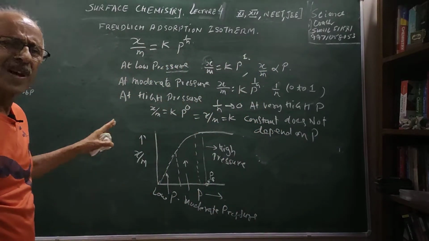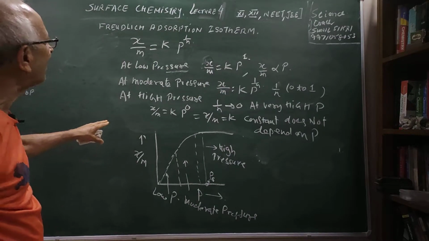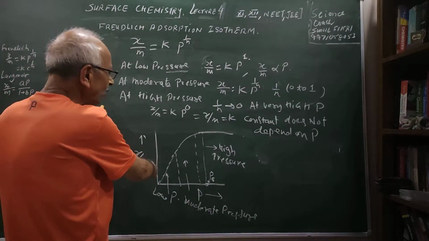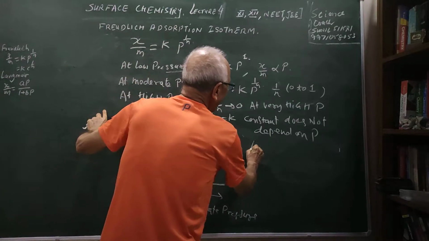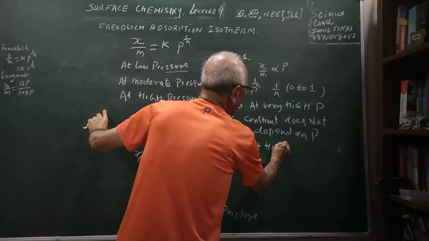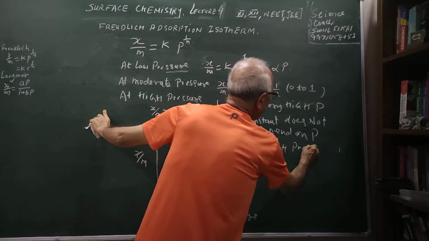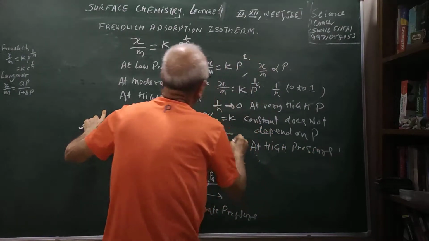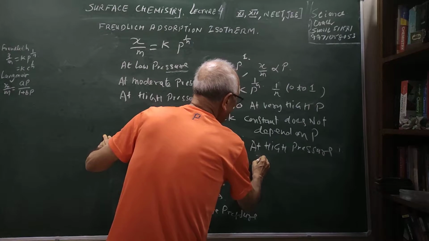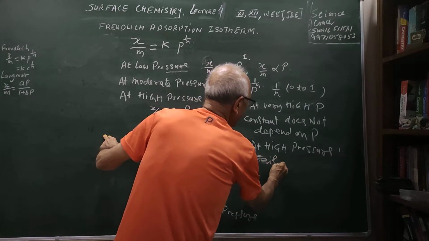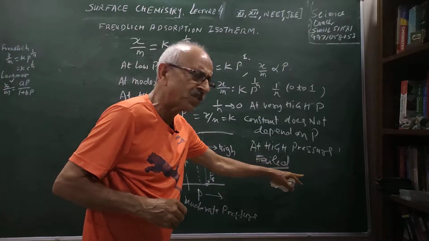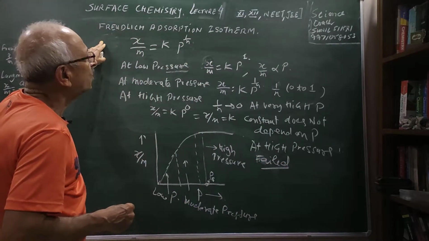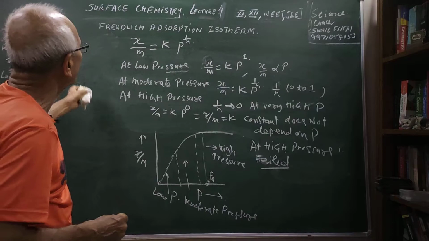In fact, the experiments were performed, and we can say that he was able to explain the graph at low and moderate pressure, but at high pressure the equation failed. The Freundlich equation failed. The adsorption did not follow it at very high pressure in the case of the Freundlich adsorption isotherm, which we have shown here.